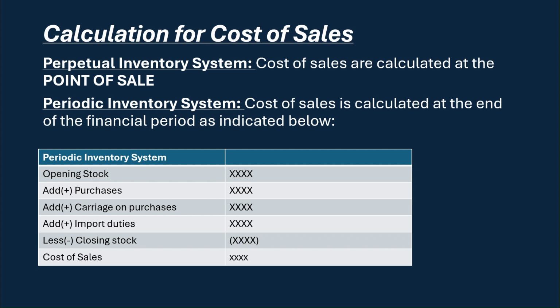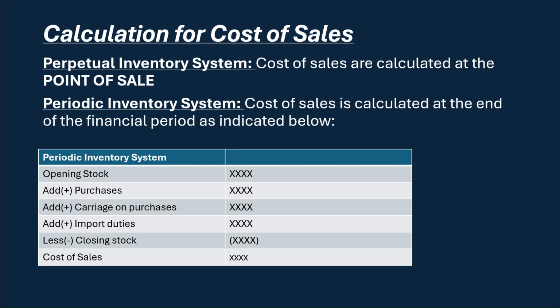With a periodic inventory system, the cost of sale is calculated at the end of the financial period, right? Like I said, they might do it on a monthly basis, they might do it on a yearly basis, they might do it on a weekly basis too, right? That's also something that they can do.